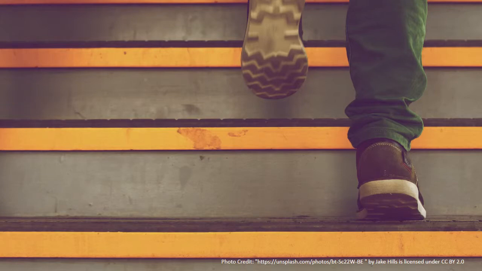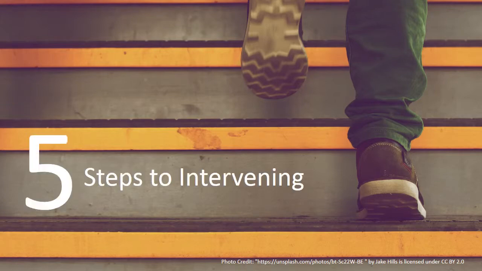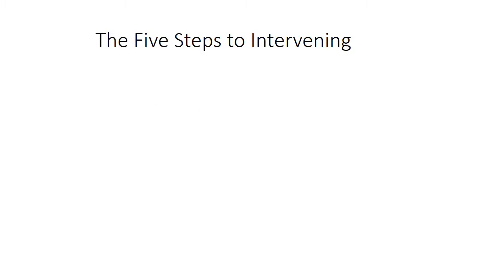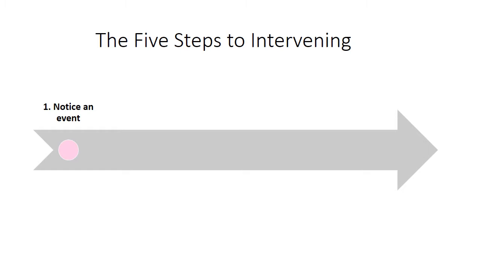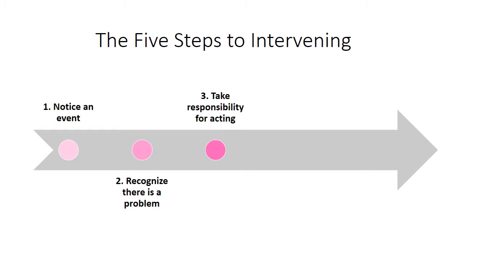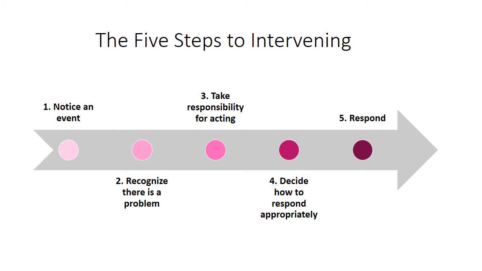Let's learn the 5 steps to intervene. First, you notice an event. Second, you recognize action might need to be taken. Third, you decide to act. Fourth, you figure out how to safely intervene. And lastly, you take action.